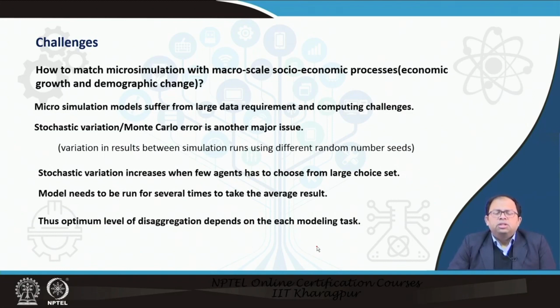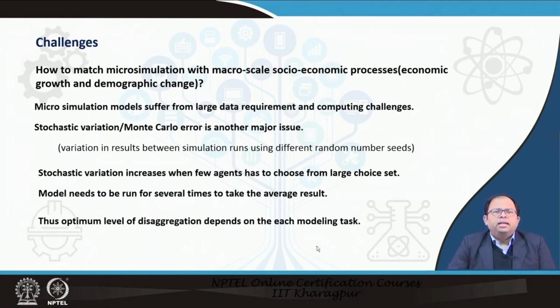And microsimulation models, as you can understand, suffer from large data requirements and computing challenges, which is understood. Then there is something called stochastic variation or Monte Carlo error, which is another major issue. What it means is, whenever an individual is making a choice, even if we use discrete choice, it gives us a probability. But a certain individual has to be allocated a certain choice. So we use a Monte Carlo process for that, which will be explained in detail later on.